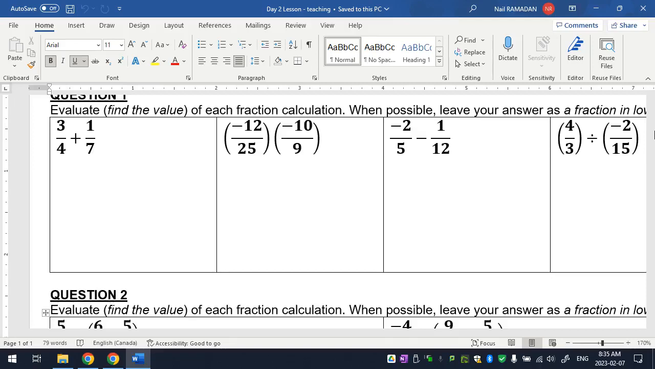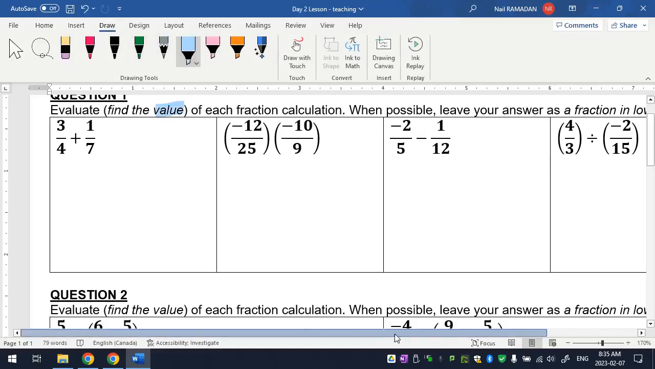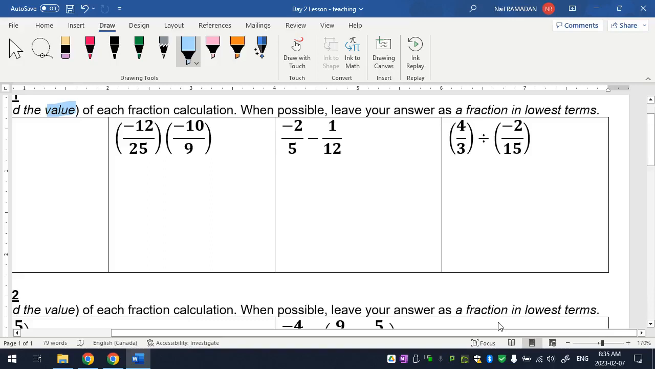So evaluate means what? Look, the word value is in the word evaluate. So evaluate means just find the value, which means you have to get a number at the very end of each fraction calculation. Whenever possible, which means it might be needed or it might not, leave your answer as a what?